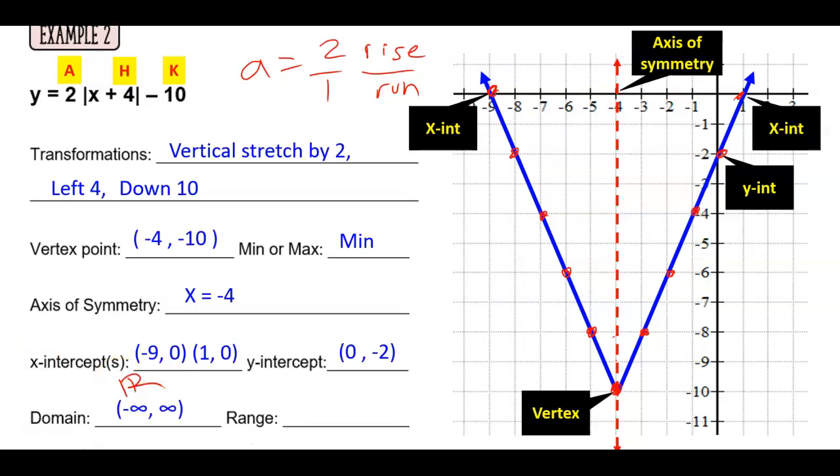Now the range, how far down does this go? To negative 10, up to infinity, up forever. So you're going to use a bracket first and a parenthesis last.